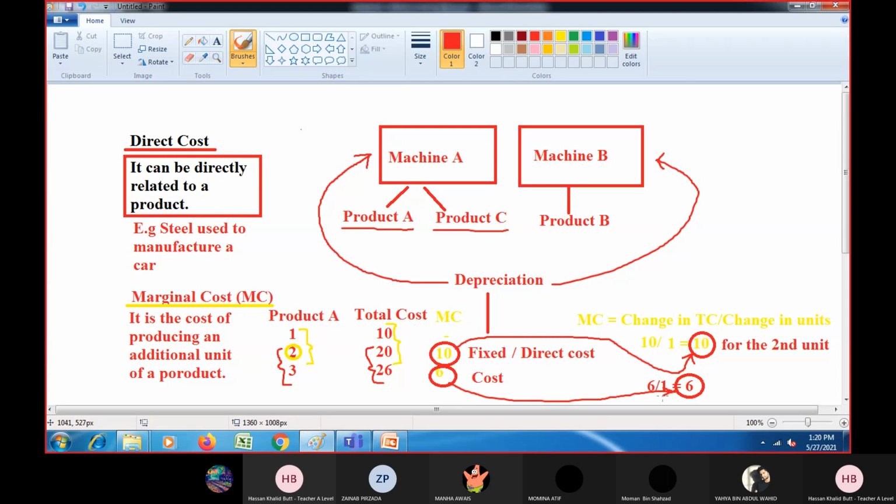Any question regarding marginal cost? You are most welcome. No question? All right. Good. So let's get back to the slide.